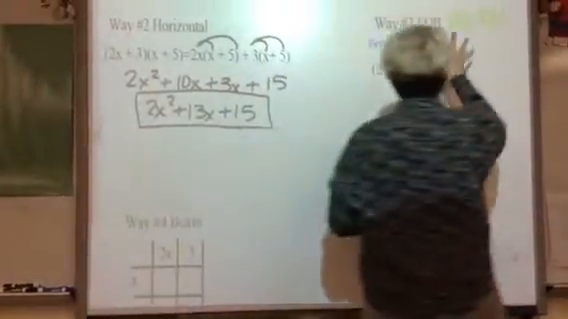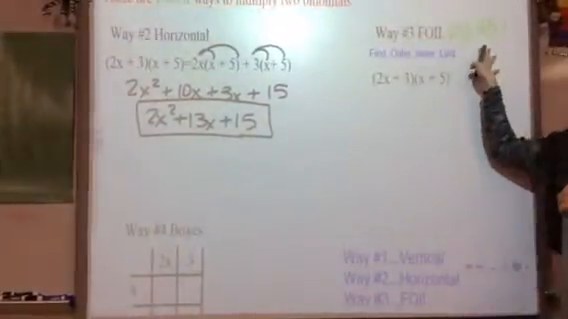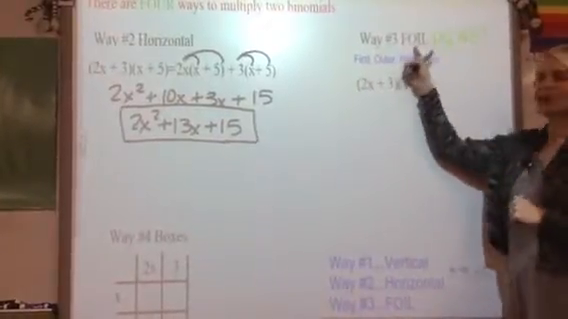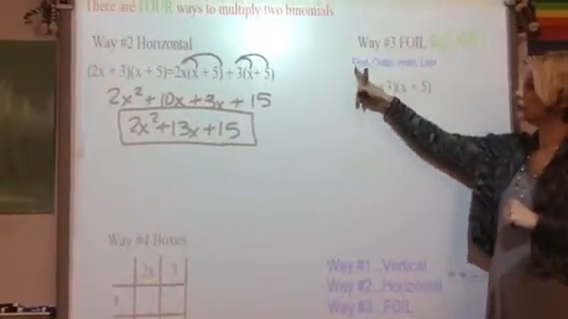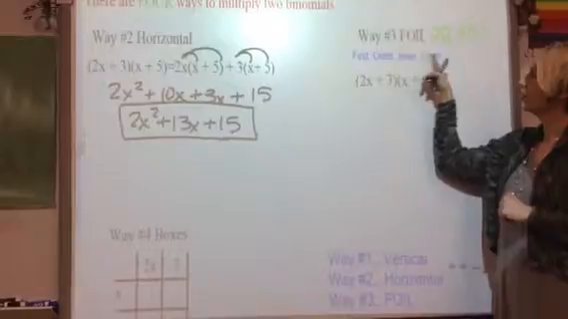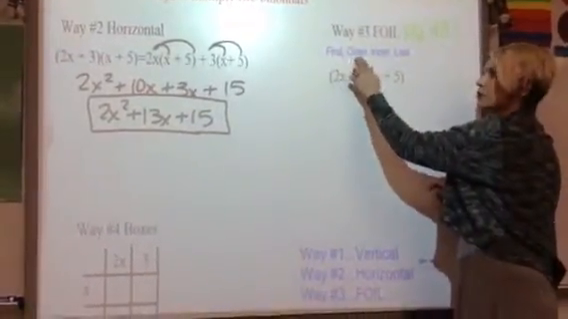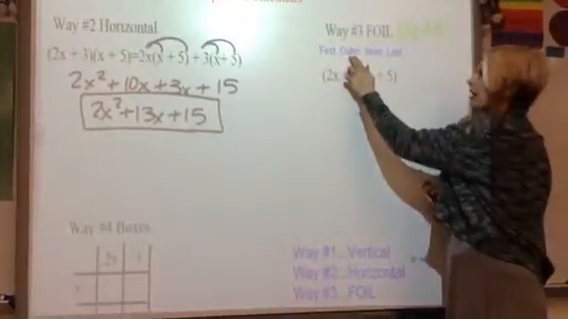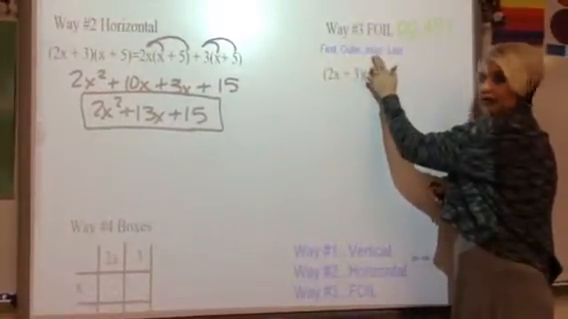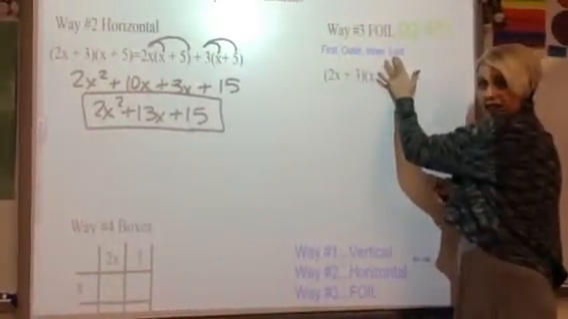Way 3 is FOIL, and this is found in your books on page 481. And FOIL is an acronym. It stands for first, outer, inner, last. So you're going to multiply the first terms, then you're going to multiply the two outer terms, then you're going to multiply the two inner terms, and then you're going to multiply the two last terms.